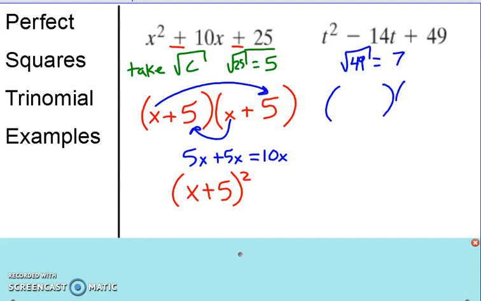And we'd split that up then. We'd have t over here, we have t over here, we'd have 7 and we have 7. And now the last step today is going to be figuring out, okay, which one's positive, which one's negative.